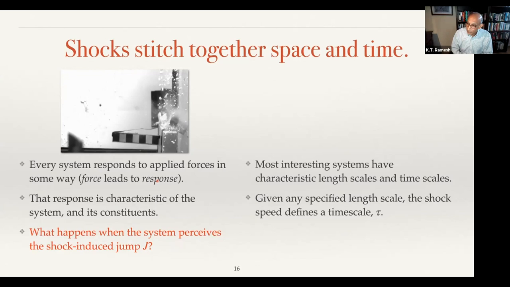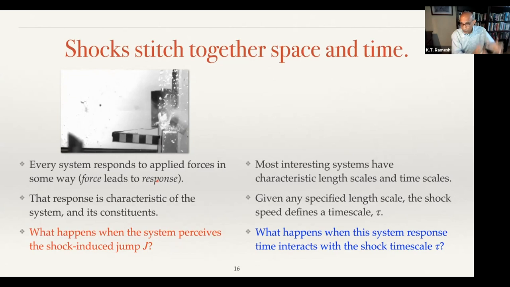Now my system has its own response time. The system likes to operate in a certain time scale, and the shock forces it to have a different one. The question is, what happens when the system perceives the shock? Let me go back to the two parts of the shock: there's a jump and there's a speed. The jump relates to how the system can respond to a very high force applied suddenly. The speed tells me how the system response time relates to the time scale for the shock. And the time scale for the shock is determined by the spacing of the characteristic lengths inside your system.